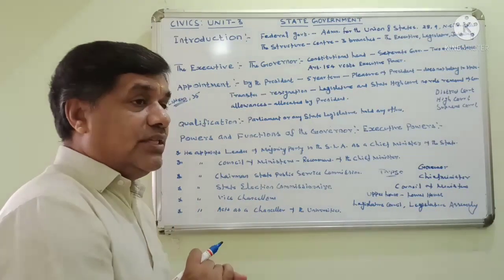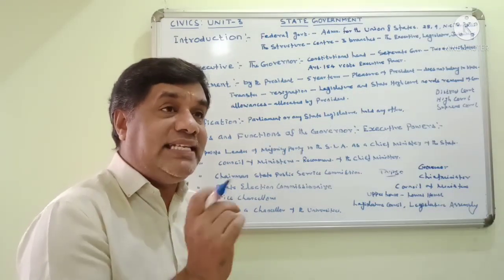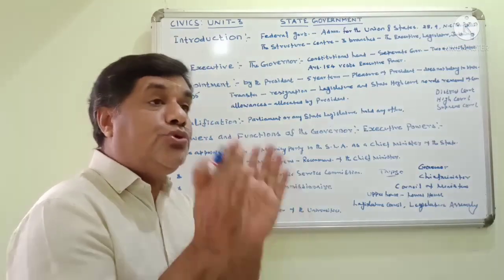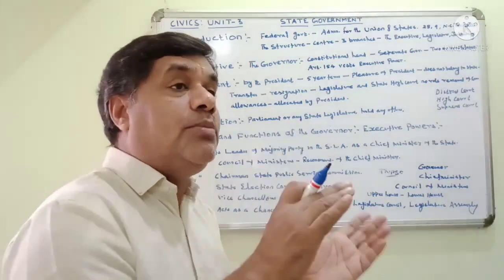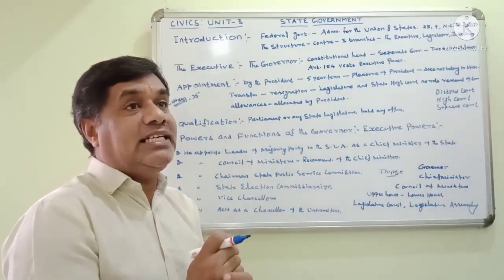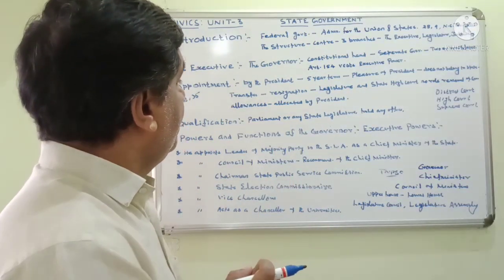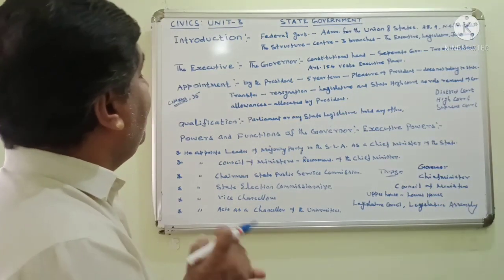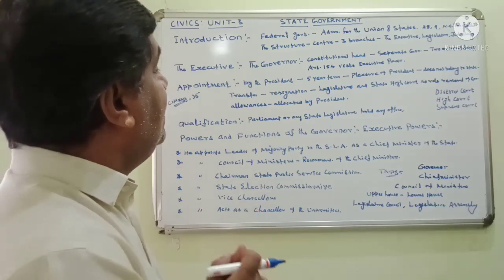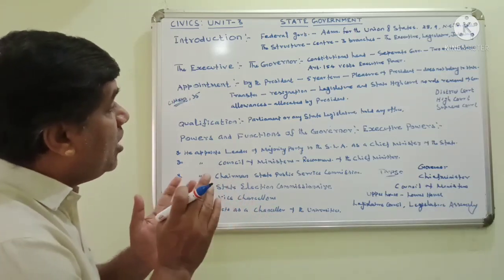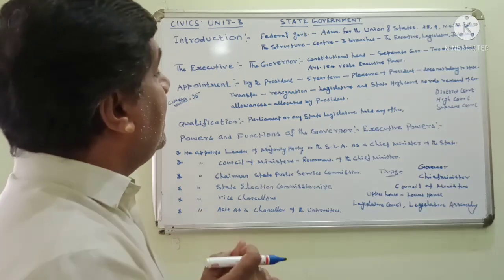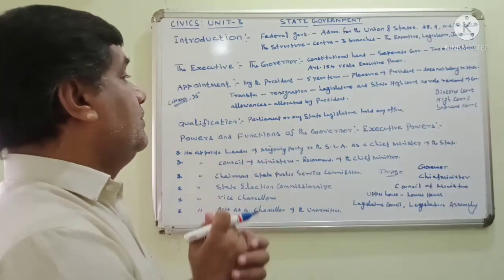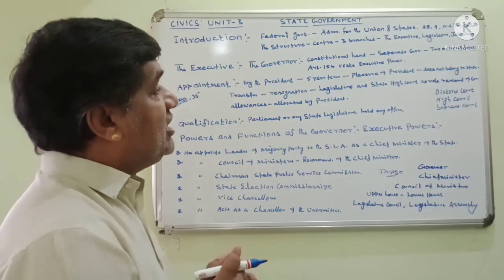Qualification. The qualifications of the governor are as follows. One, you should be a citizen of India. You should have completed 35 years of age. You should not hold any office of profit under the central government or state government. And you should not be a member of parliament or any state legislature.